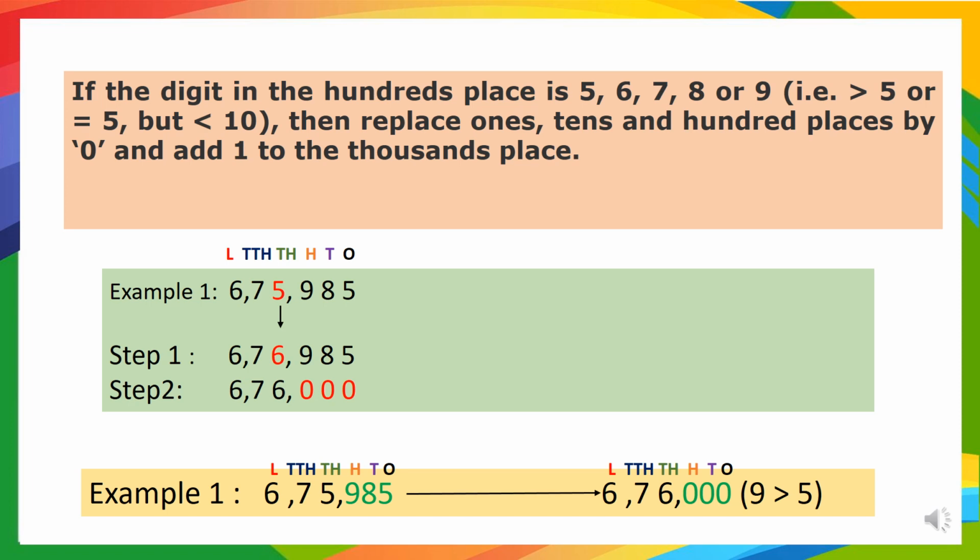For example 1, 6,75,985. In this example, you can see the hundred place digit is 9, which is greater than 5. So in this we will follow two steps. First step is to add 1 in the thousand place digit. So 5 will become 6 in the thousand place. Then in second step, replace ones, tens and hundred place digit by 0. So the number will become 6,76,000.